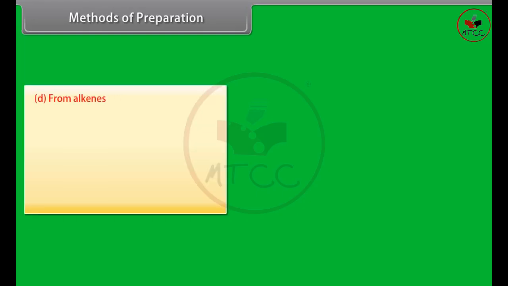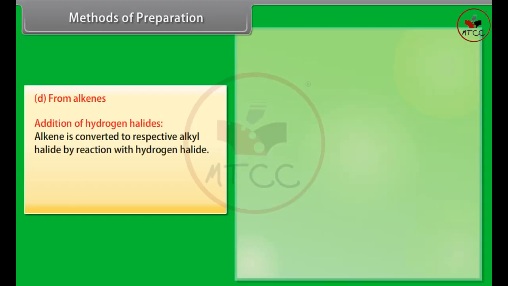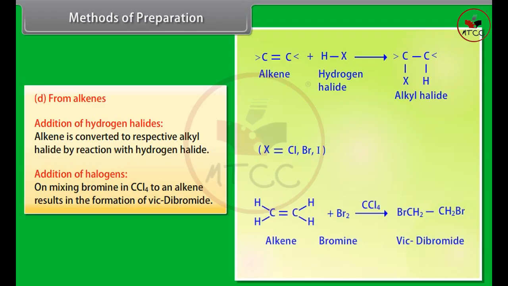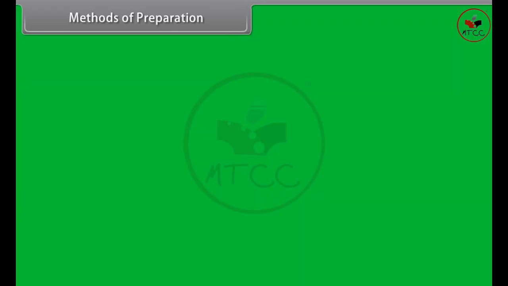From alkenes. Addition of hydrogen halides. Alkene is converted to the respective alkyl halide by reaction with hydrogen halide. Addition of halogens. On mixing bromine in CCl4 with an alkene, it results in the formation of vicinal dibromide. Methods of preparation.